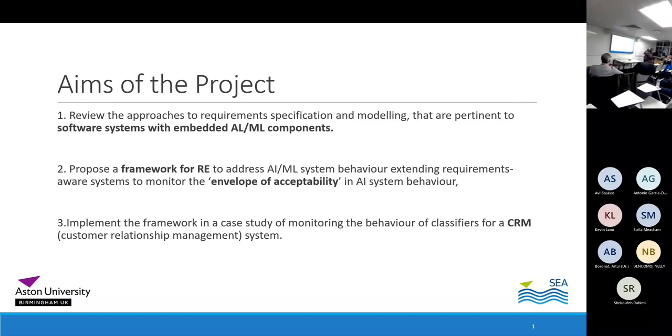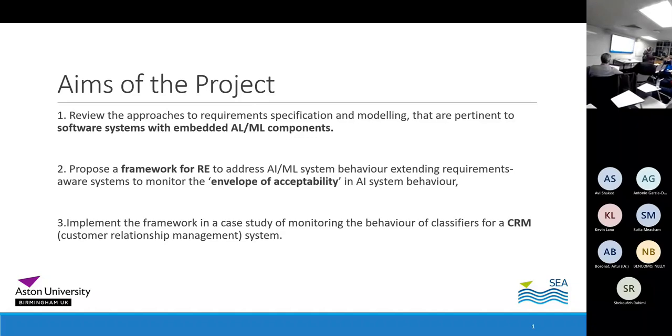In order to implement that framework, we needed a case study to work on. The case study that we selected was monitoring the behavior of a CRM, customer relationship management system, for the British Telecom company. This presentation is in line with the presentation that was made by Dr. Joost Noppen yesterday, so it builds on that case study as well.